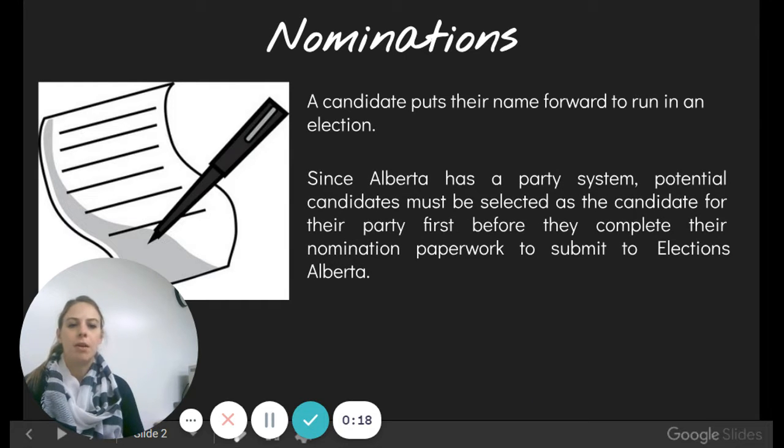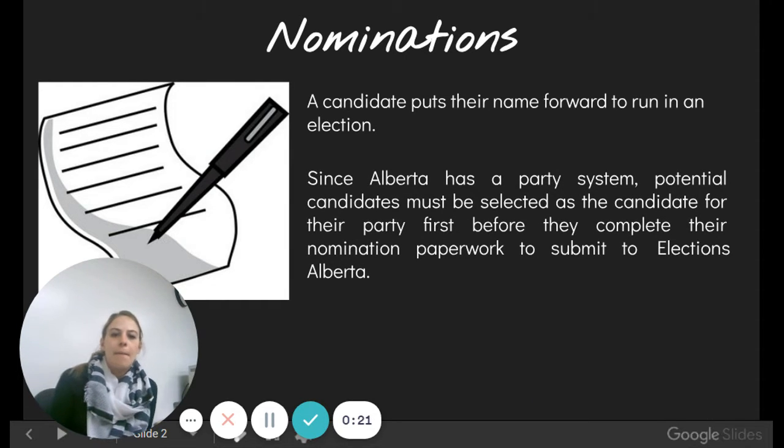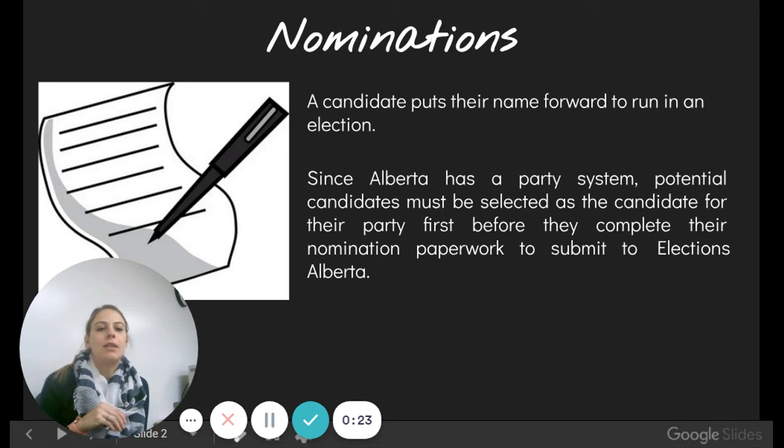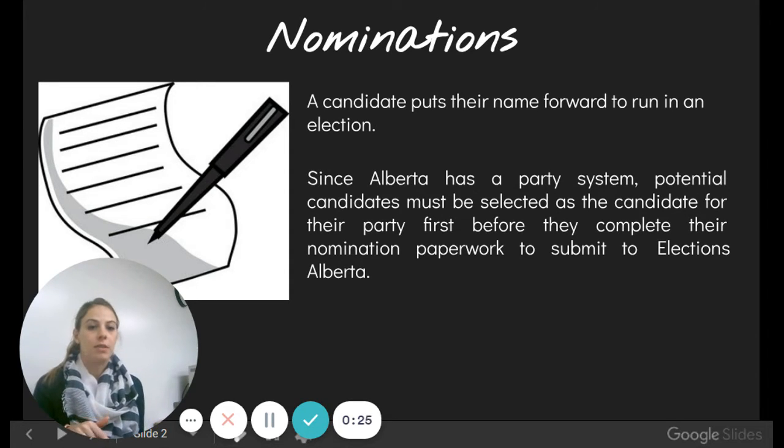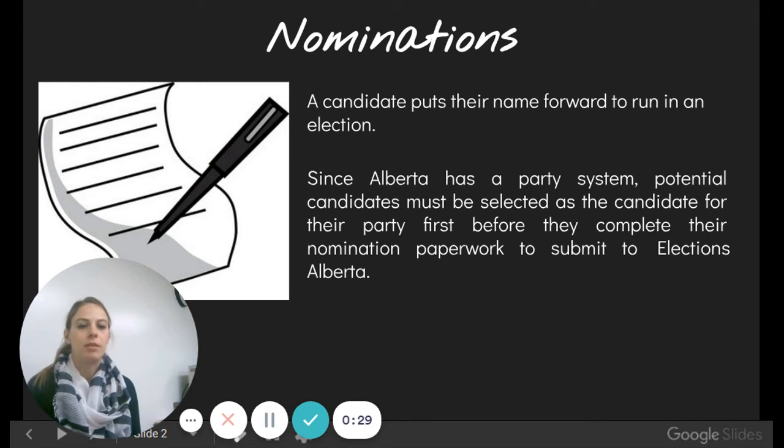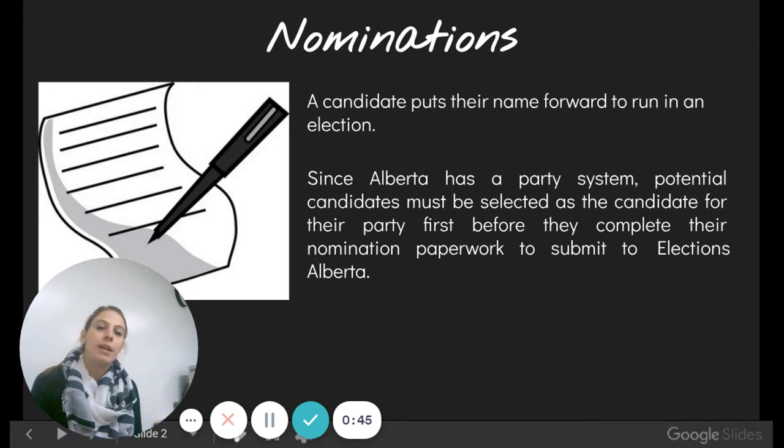However, since Alberta has a party system, potential candidates must first be selected as the candidate for their party in their constituency before they would complete their nomination paperwork to submit to Elections Canada. So this means that, say for example, a candidate wants to run for the United Conservative Party or the NDP Party. First of all, it has to be approved by the party. So there would be a process there where they would qualify candidates.